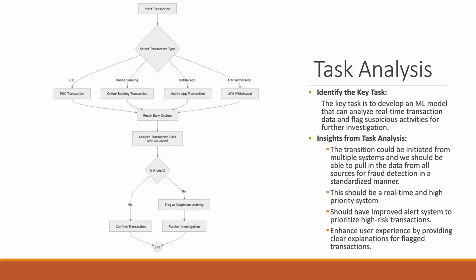Ultimately, it will reach the unified banking system, the centralized system, where it will analyze the transaction data based on the scenario. We need to have a model in place which defines if it's a legit transaction, or if it needs to be flagged as a suspicious activity. Based on the yes or no, the transaction can get confirmed, or it can go for further investigation.